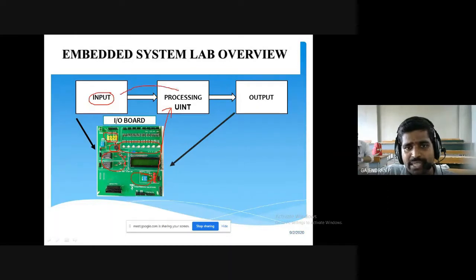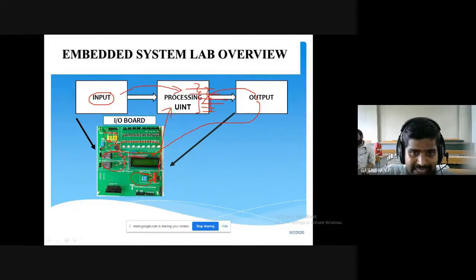Once I give the signal to the processing unit, in that I have some software component. I have a number of lines in it. Once the lines are executed, it will make the output. How am I going to achieve the output? I am going to use the same IO board. Even this LCD is an output device. If you want to display something, you can use this LCD.